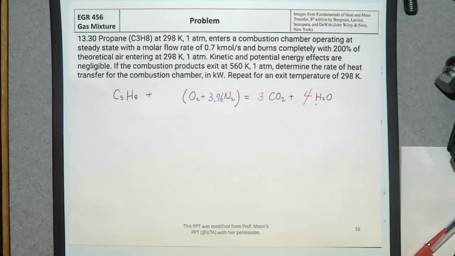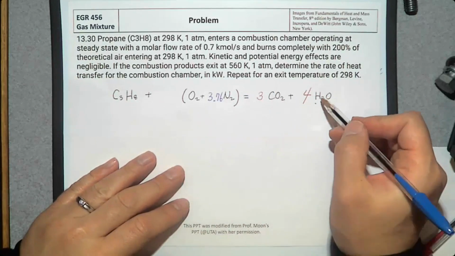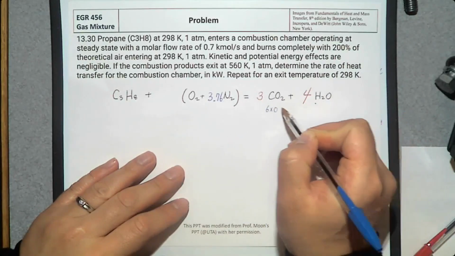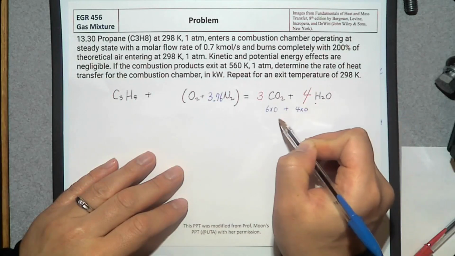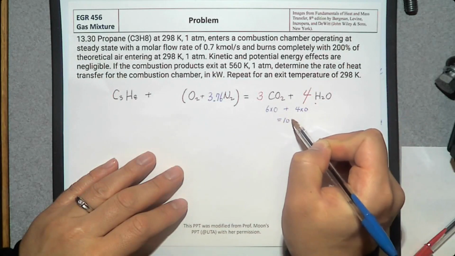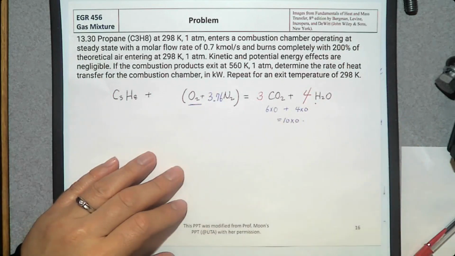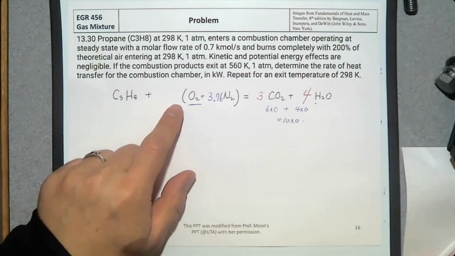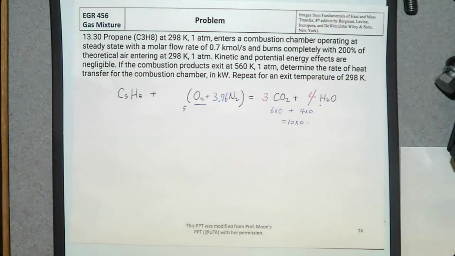So then how many oxygens do we need? We need 6 oxygens here for the carbon dioxide and 4 oxygens here for the water. So in total we need 10 oxygens. And since 1 molecule of oxygen has 2 oxygen atoms, that means we need 5 moles of oxygen.